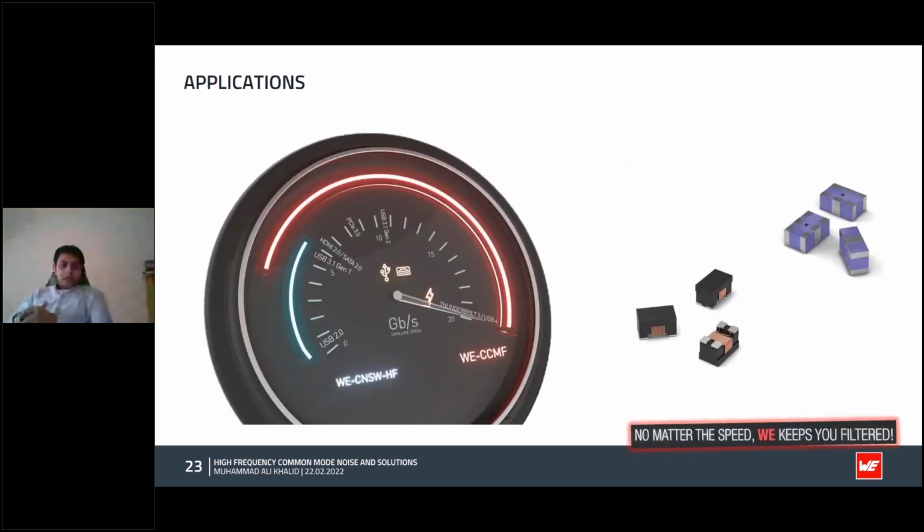So here we will again talk a little bit about the applications. Any device, whether it is a smartphone, tablet, router, laptop, gaming console, or any IoT device, is a potential application for this filter. And especially with the advent of 5G and the gigahertz bands getting more congested, it is safe to say that in the future we will see more and more common mode noise at higher frequencies.